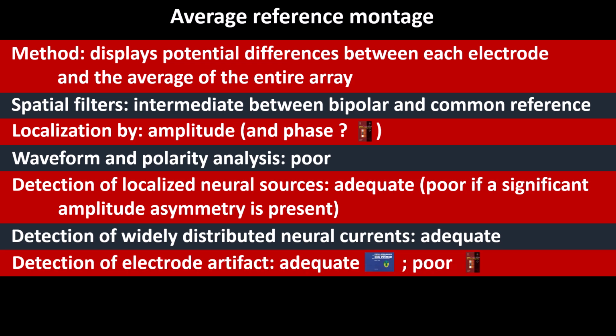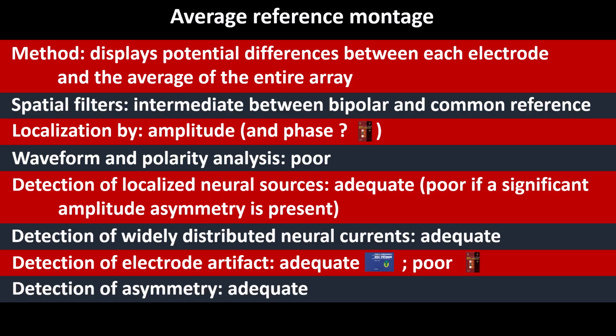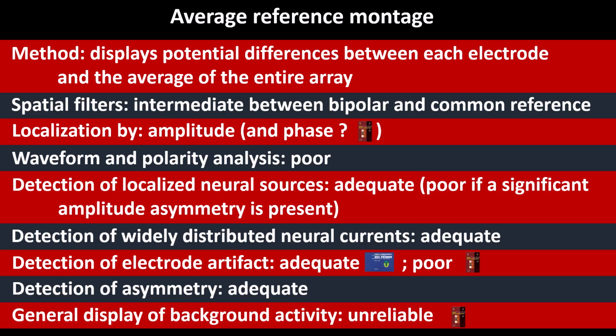There is a discrepancy regarding the efficiency of average reference montages to detect electrode artifacts. I lean more towards average reference montages not being very good to detect electrode artifacts. Average reference montages are adequate to detect asymmetries, and they display background activity unreliably. They do so because of the possibility of the average contaminating the probing electrode.